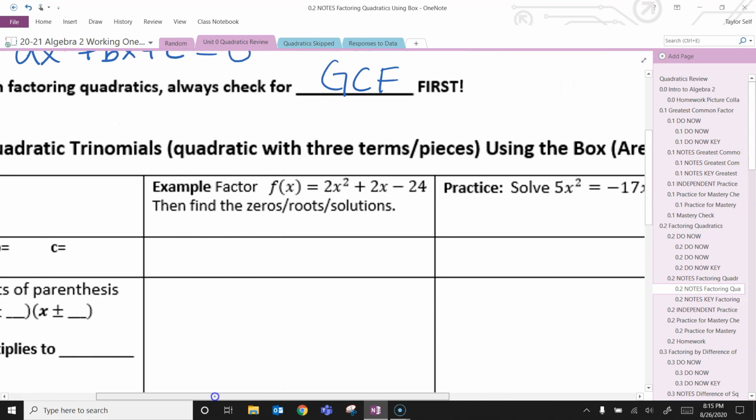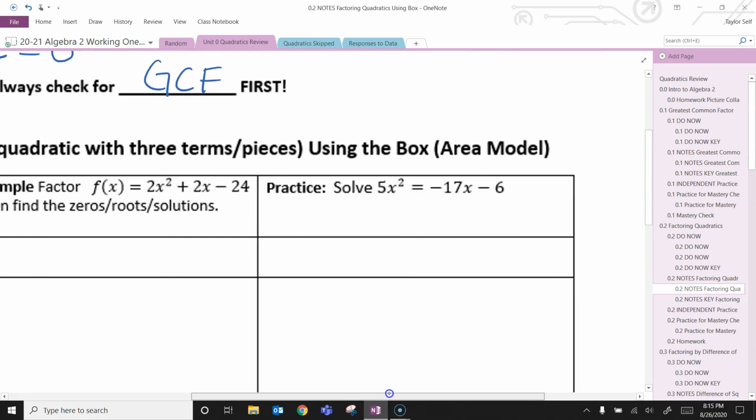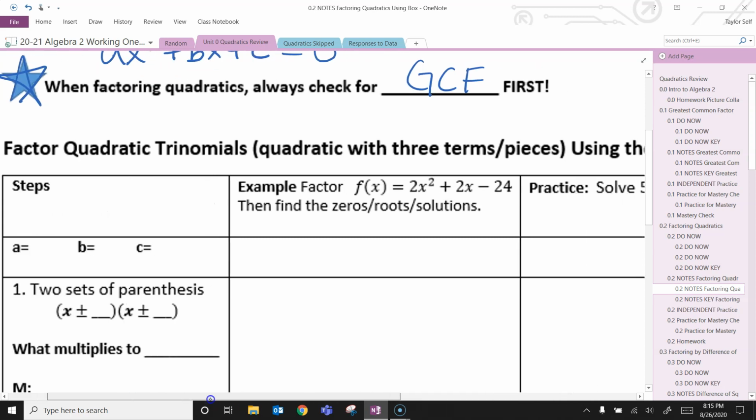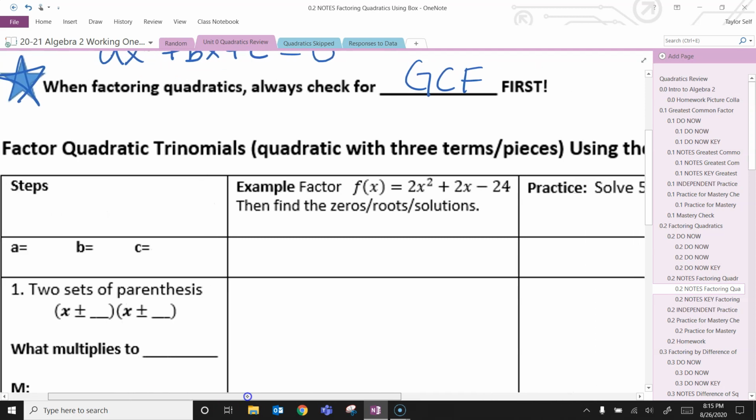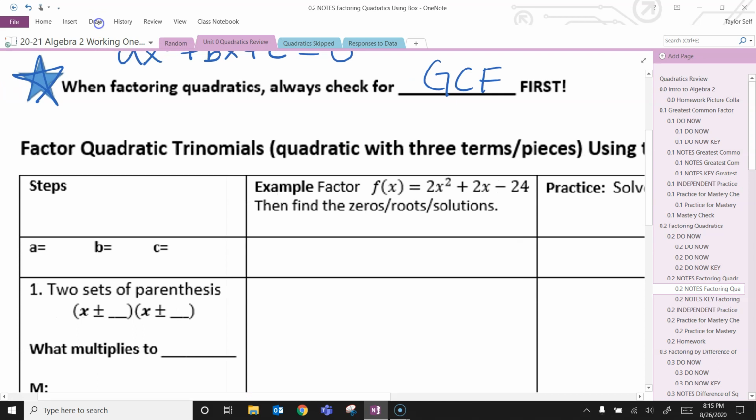All right, and now let's go ahead and factor a quadratic trinomial. That means a quadratic with 3 pieces, using the box. So this may not be how y'all factored last year, but it's going to be very similar, and I just want you to try it because I think you're going to really like it. So first things first, we're going to check for a GCF, just like we wrote here. So first, we're factoring this function. Does it have a GCF? Yes.